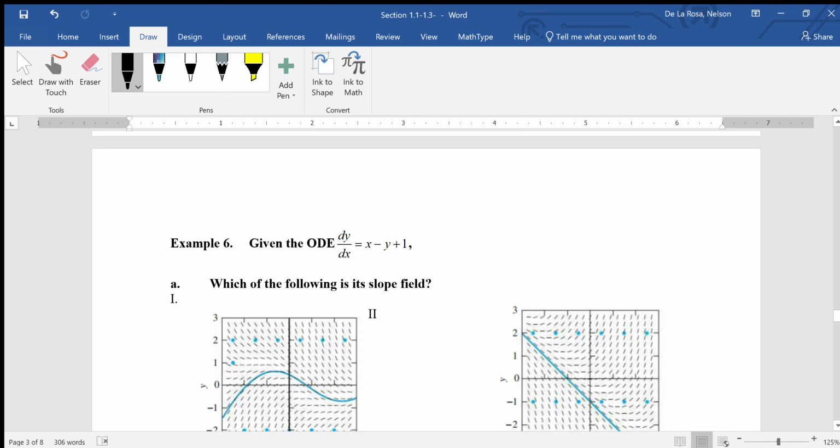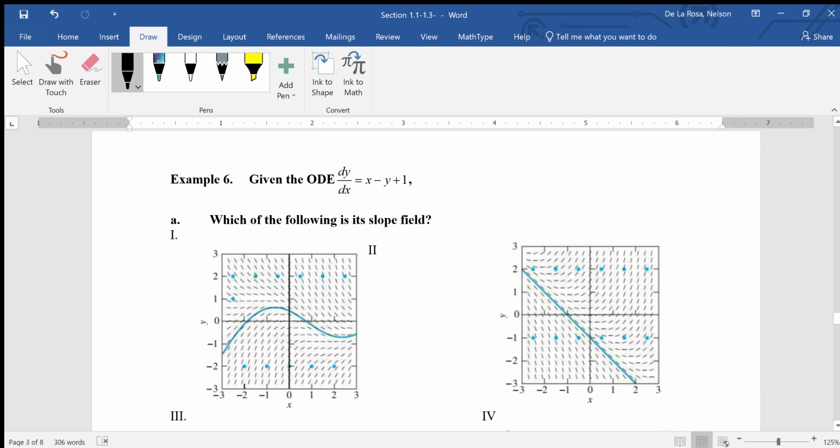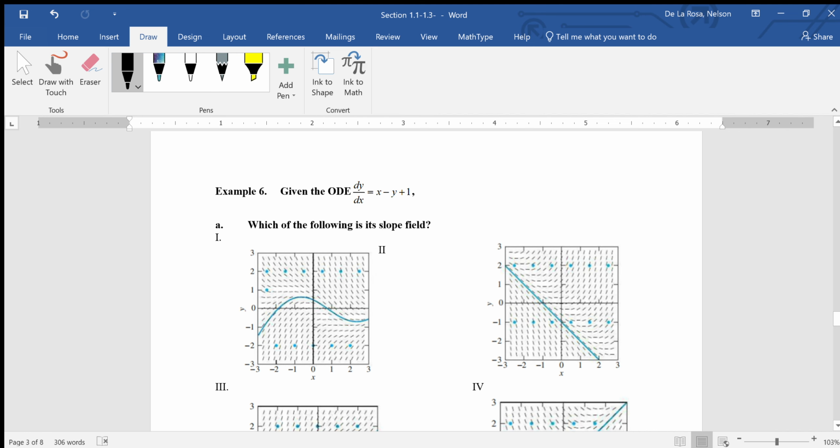Example 6. In example 6, a differential equation is given: dy/dx equals x minus y plus 1. And then we have to determine which of the following is its slope field. How can you find the slope field? Well, here we can plot some points and then determine how the slope is going to look, given that we plug points into the given equation.